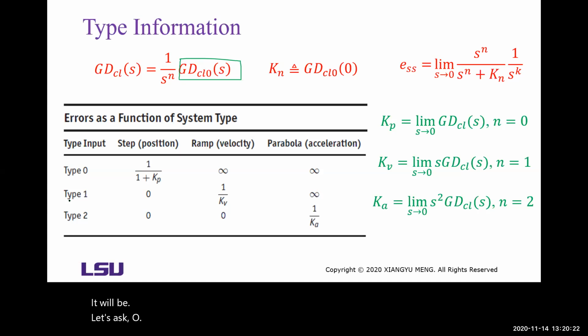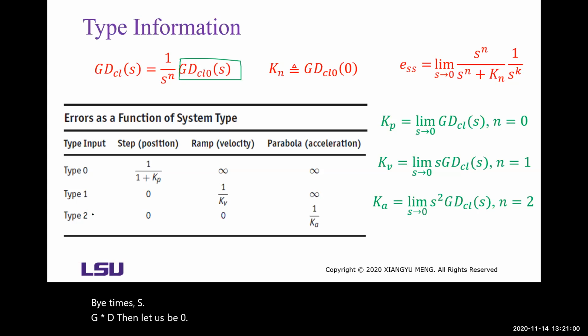For type 1 system, it can track step signal with 0 steady state tracking error. It can track ramp signal with a constant steady state tracking error 1 over K_v. K_v is called the velocity constant. It can be calculated by s times G times D, then let s be 0.